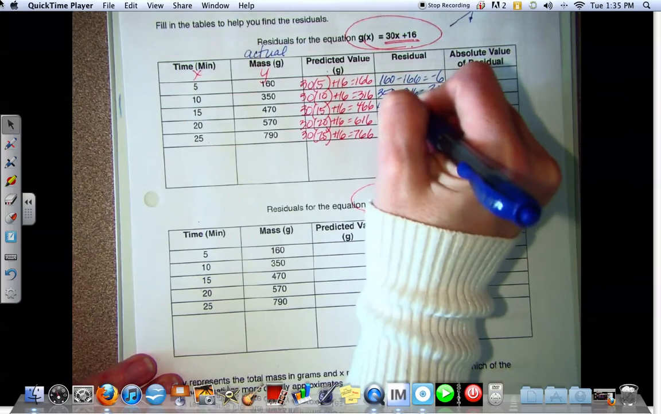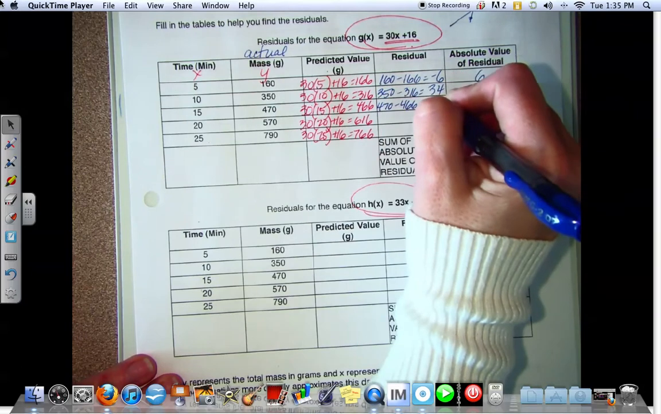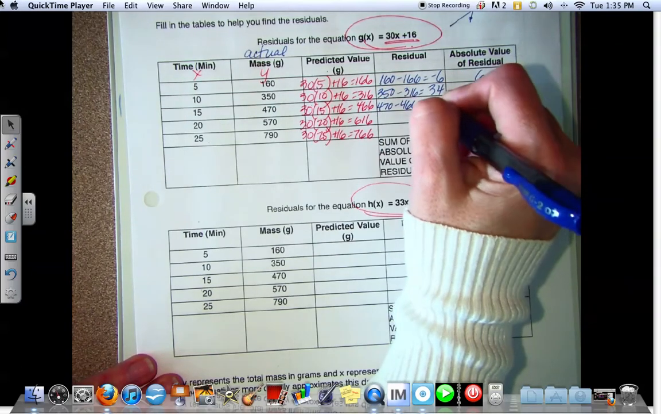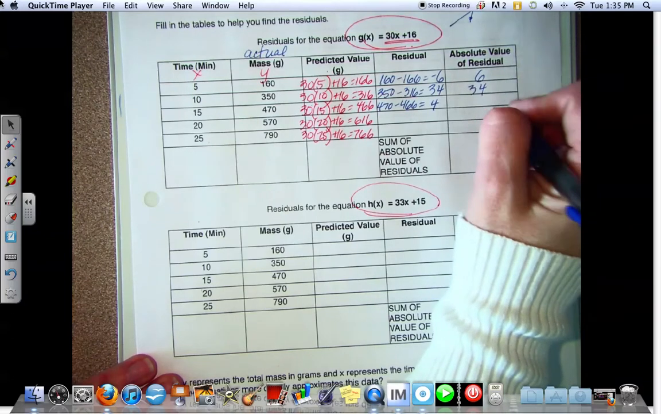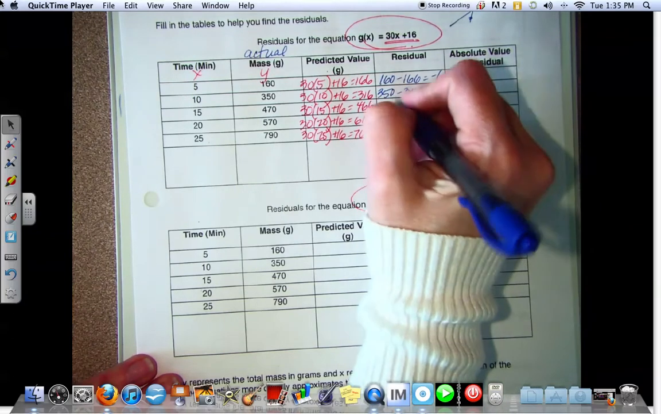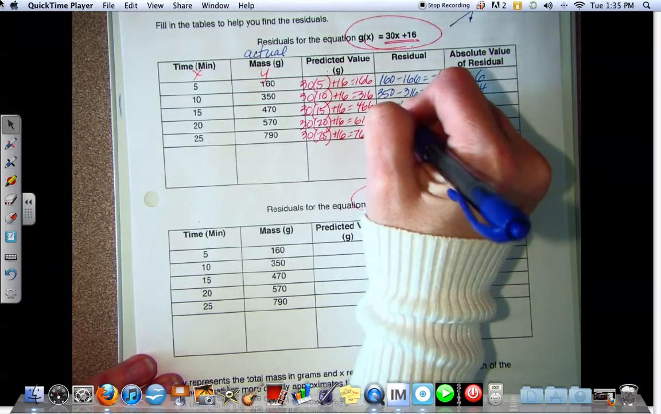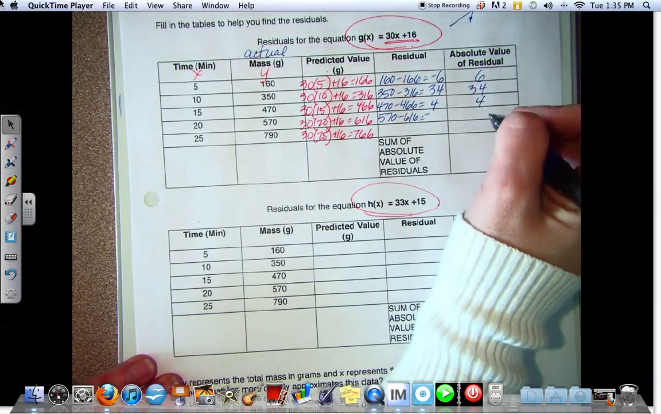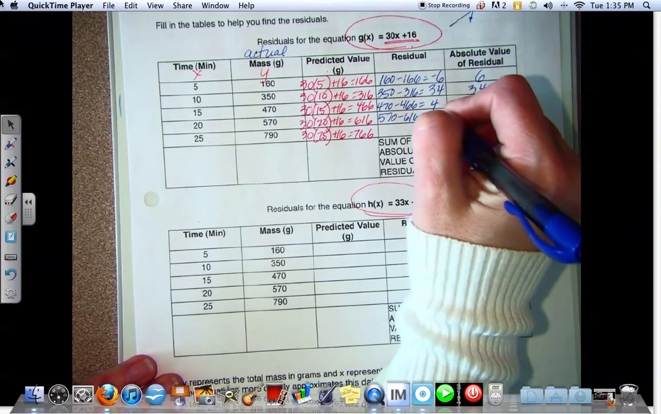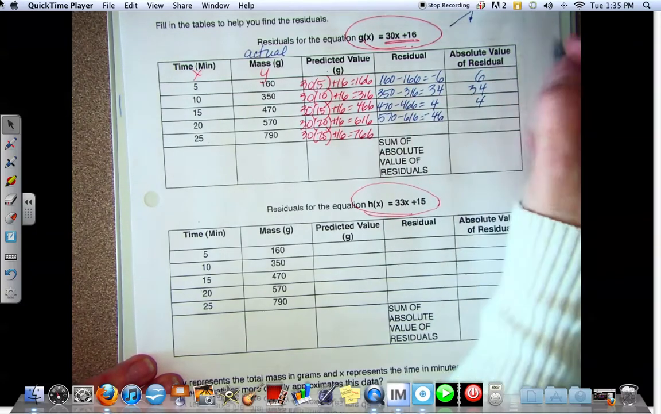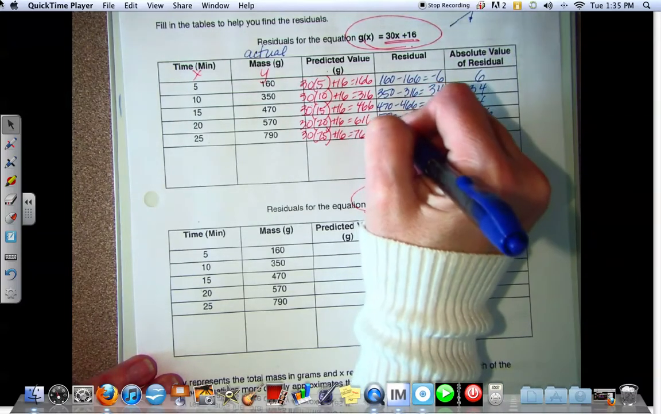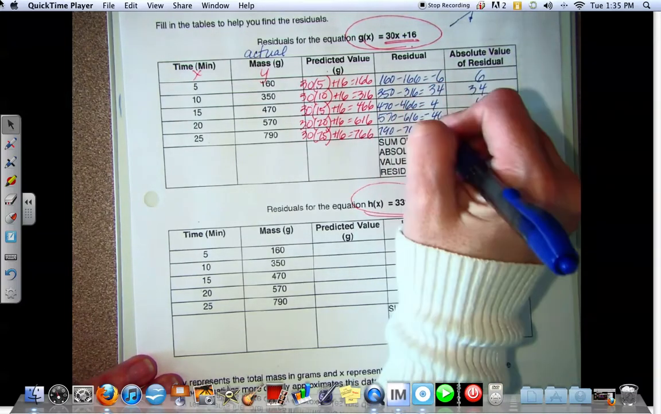470 minus 466 is? Wait, what? 470 minus 466. Yeah, 4. Oh. Absolute value. 4. 570 minus 616. Negative something. Negative 46. Absolute value. 46. 790 minus 766. 24.